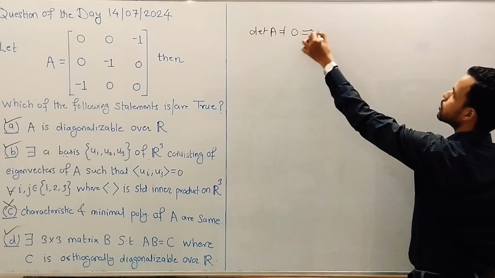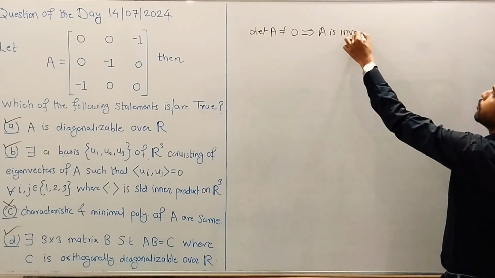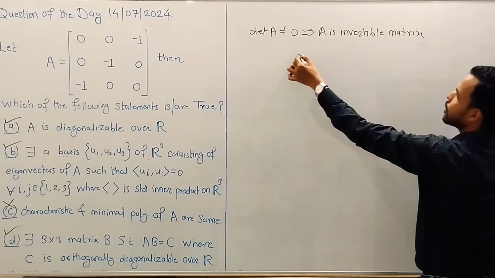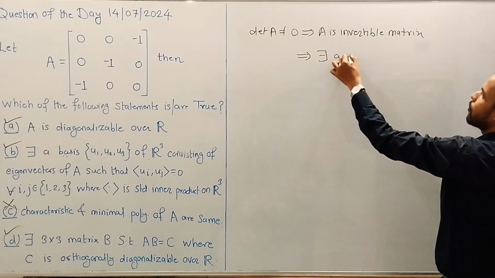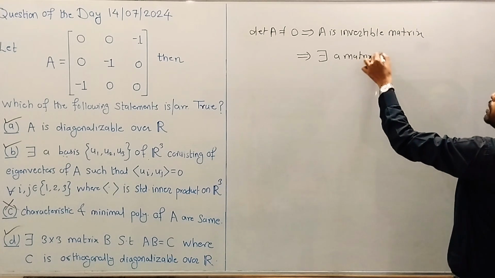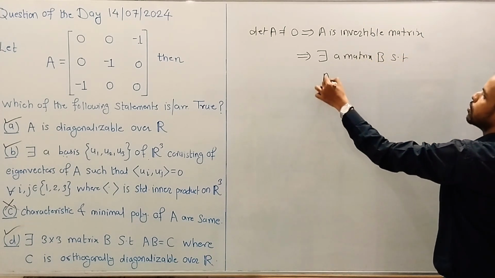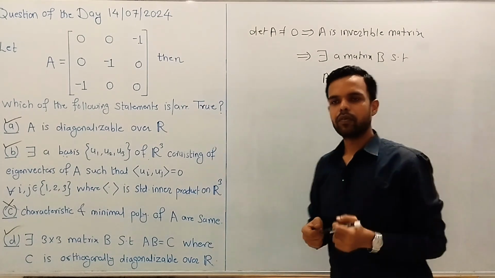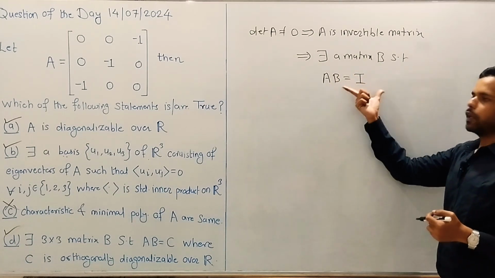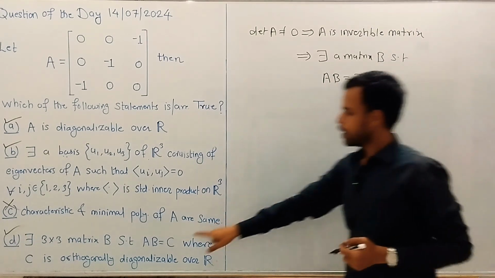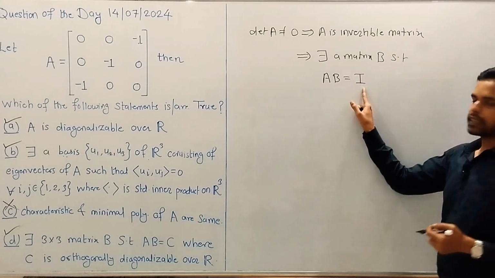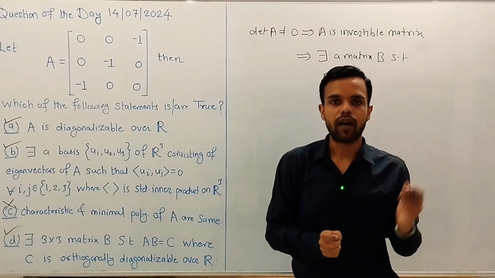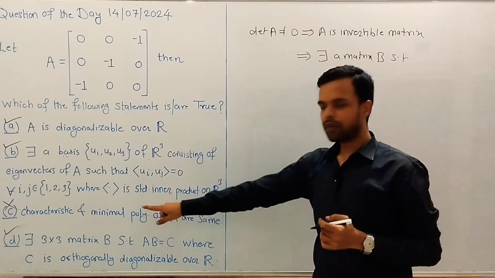So this implies A is an invertible matrix. So there exists a matrix B such that AB equals the identity matrix, where B is nothing but A inverse. So AB equals C, where here C is the identity matrix. And we know that the identity matrix is orthogonally diagonalizable over R. So the statement in D is a true statement.